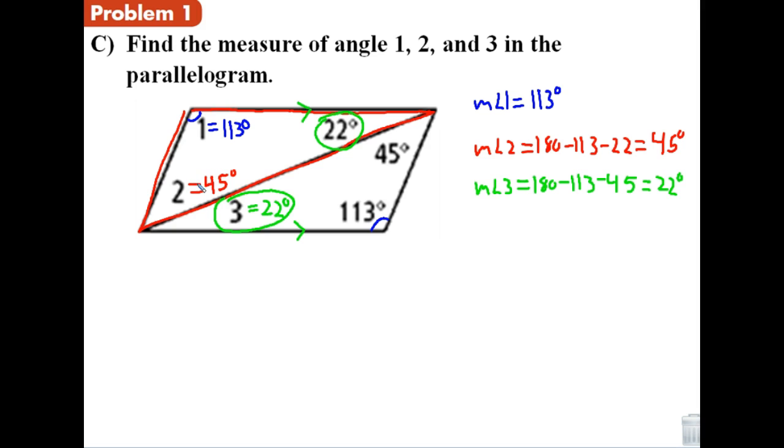Same idea with angle 2 and the other 45. Again, we have parallel lines on the left and right side with a transversal. Again, alternate interior angles are congruent. So that's a couple of different ways, a couple of different theorems we can look at for that problem.